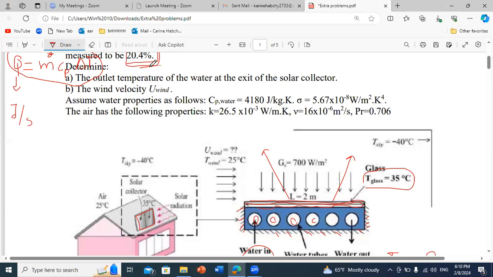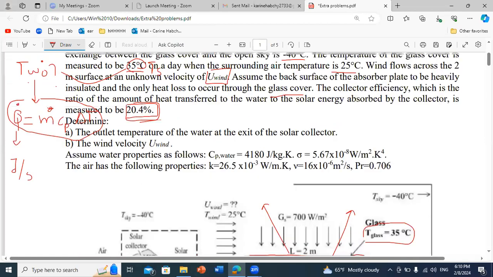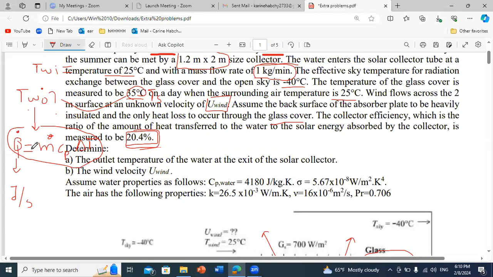So only 20.4% of the absorbed energy will be really transmitted to water. And they define for you this efficiency. So we can write that this efficiency, which is the collector efficiency, is equal to the useful heat. The useful heat, Q dot useful, is the one used by water. So this is the sensible heat that will lead to increase in the temperature of water, over what is absorbed by the solar collector. The solar energy absorbed by the collector.